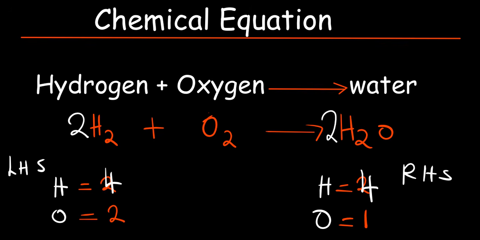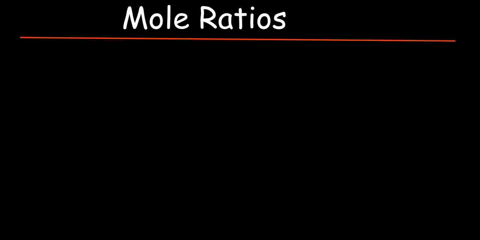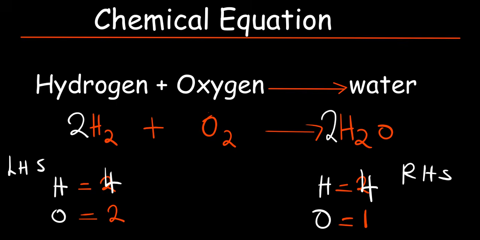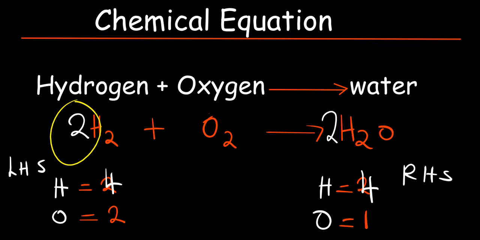Now that we've talked about this, we also have to understand what we call mole ratios. This is the heart of stoichiometry. Now listen carefully. The coefficients in a balanced equation represent mole ratios. These are the coefficients. We call them stoichiometric coefficients. The ones in a balanced chemical equation are going to help us so much. So that is very important.